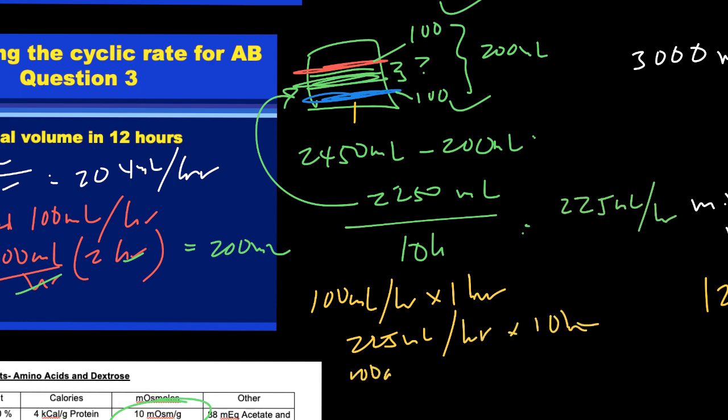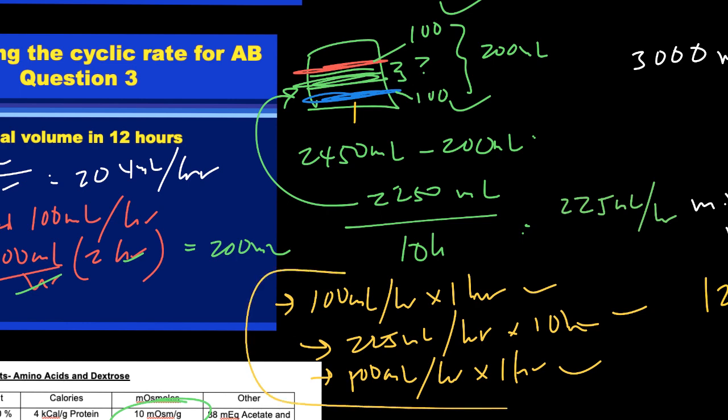Then 100 milliliters per hour times an hour. Checks out because you have 12 hours. 10, 1, 1 is 12. Your tapering rates are less than your new base rate, your faster fluid rate. That checks out. Cool. Okay, now I'm gonna show you the in-class activities, how she got her answers.